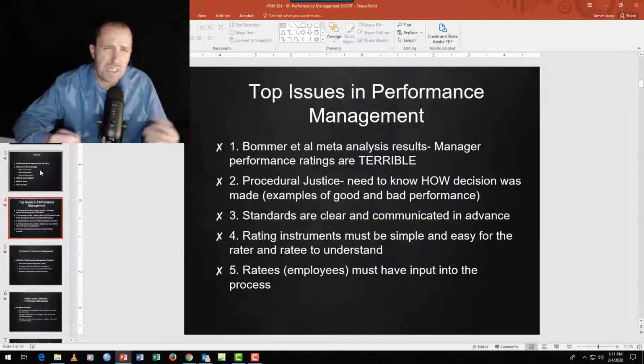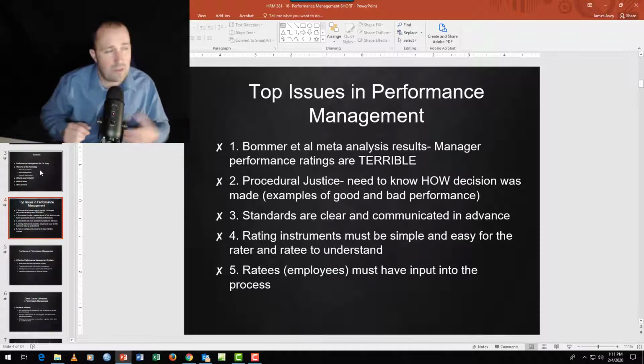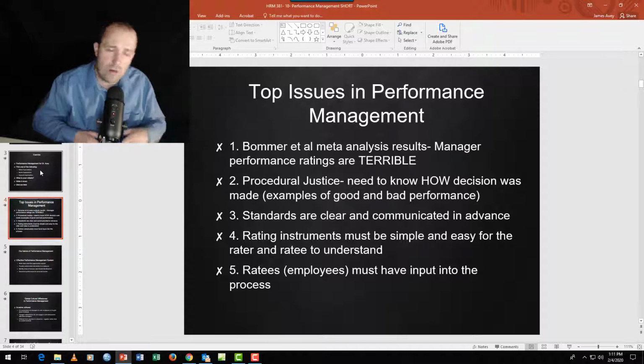The instruments get really complex. That creates a problem for managers using them as well as employees trying to interpret them. And the final one there, number 5, is people ought to have input into the process, meaning, yes, you're my manager, but you don't actually know my job. So let me explain to you what I think the hardest parts or the most value-added parts of my job are, and that should be accounted for in the process.